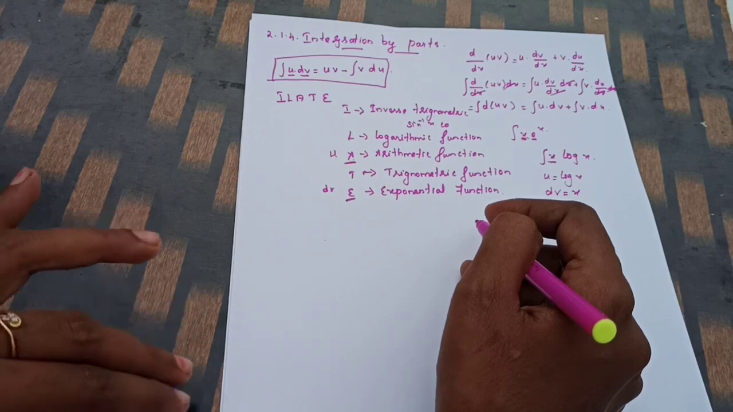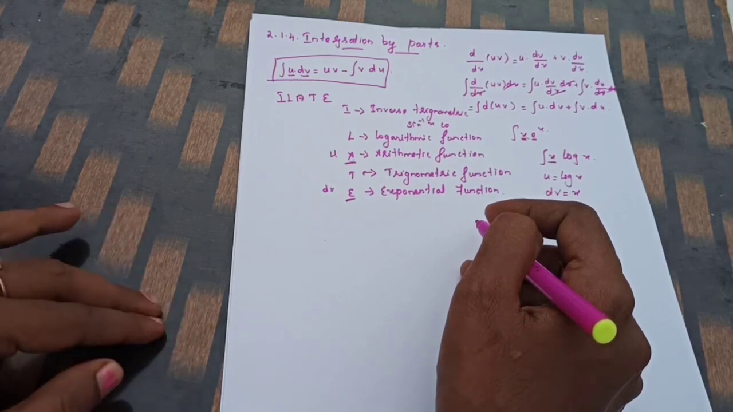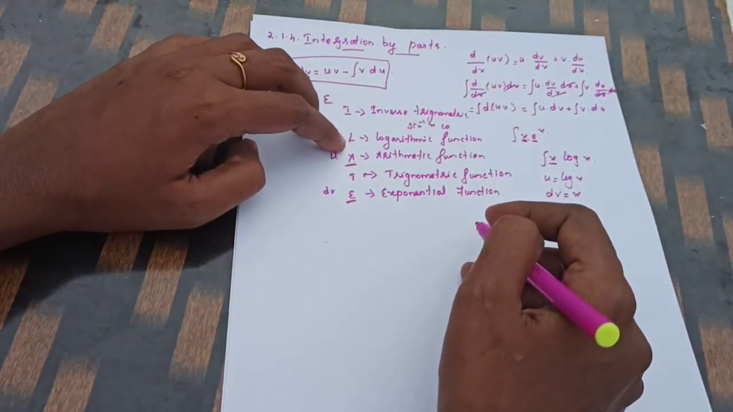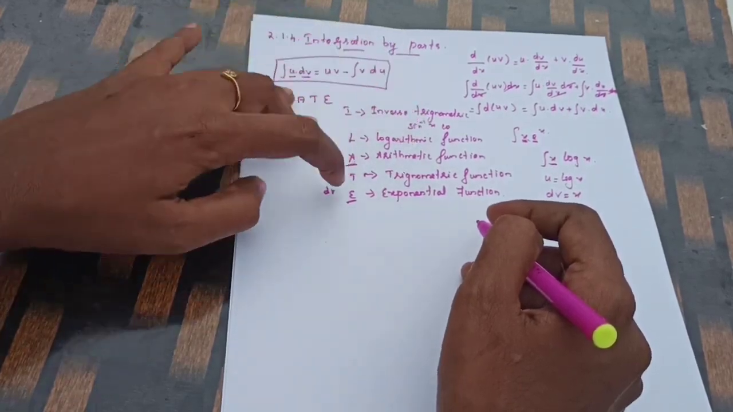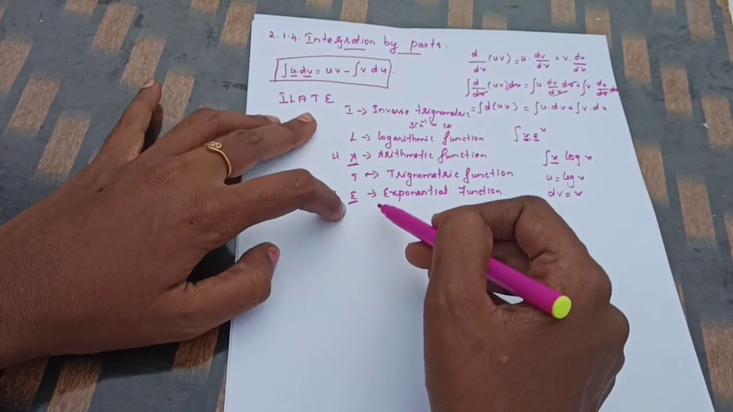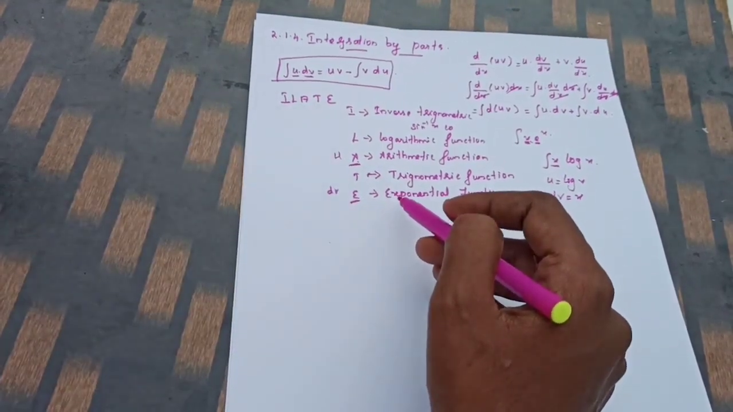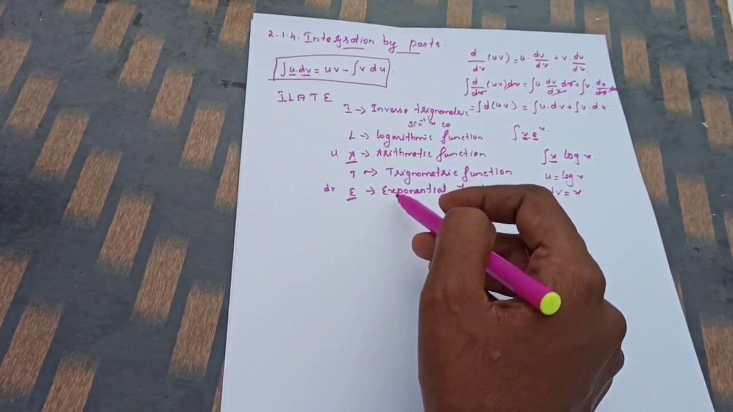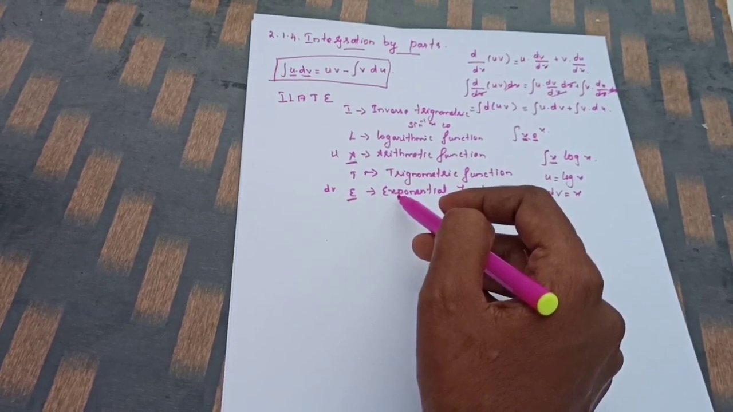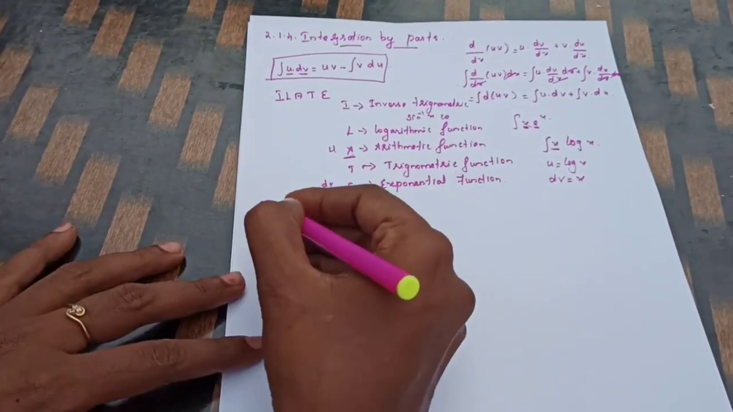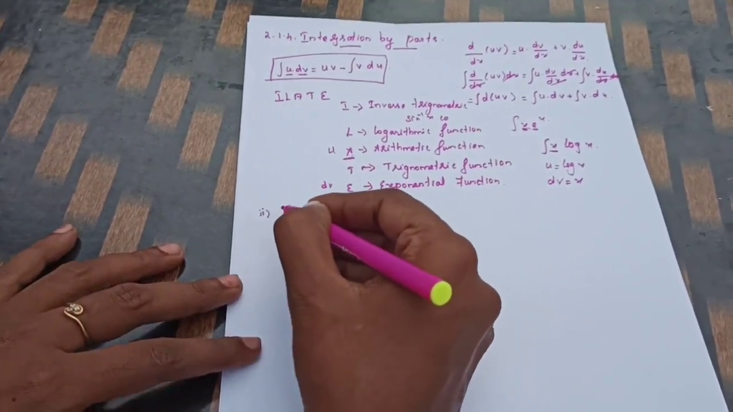So if a logarithmic function and an exponential function are both there, which comes first? L. So you need to choose the logarithmic function as u and the exponential function as dv. When you do the problems, you will get more idea. Then one more thing here is very important: Bernoulli's formula. It will be easy to find the values.